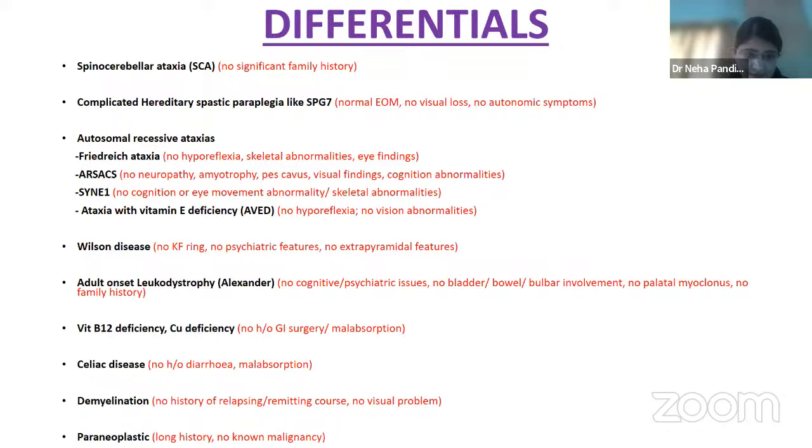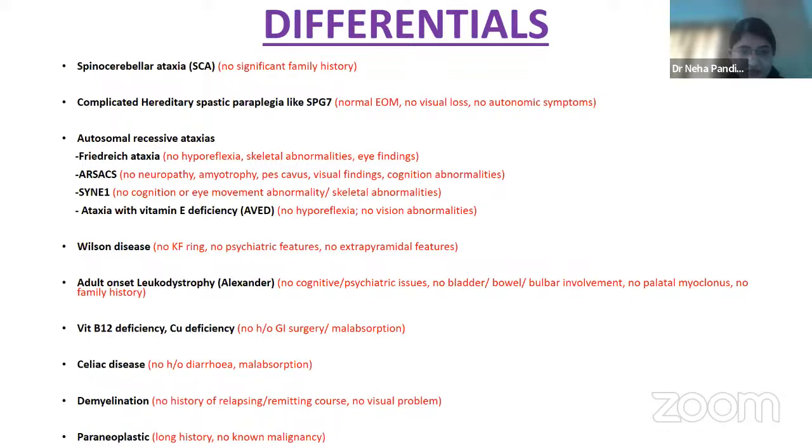Then adult onset leukodystrophy like Alexander and Krabbe's, but the cognition was normal. There were no psychiatric issues, no bowel bladder involvement, no bulbar involvement, no palatal myoclonus as is seen in Alexander. Then vitamin B12 and copper deficiency, but there was no history of GI surgery or malabsorption. Then celiac disease, there was no history of diarrhea or malabsorption. Demyelination and paraneoplastic are less likely because it is a very long history, and for paraneoplastic there was no history suggestive of any malignancy.